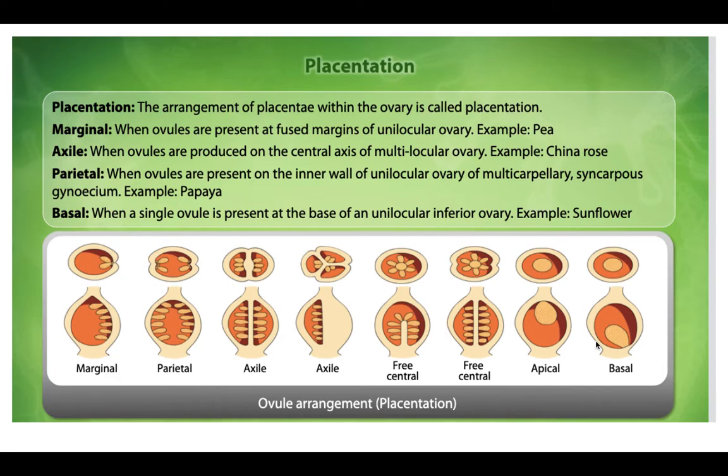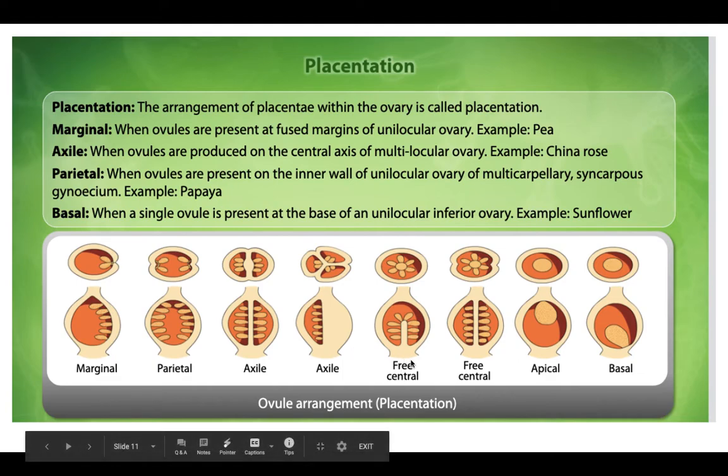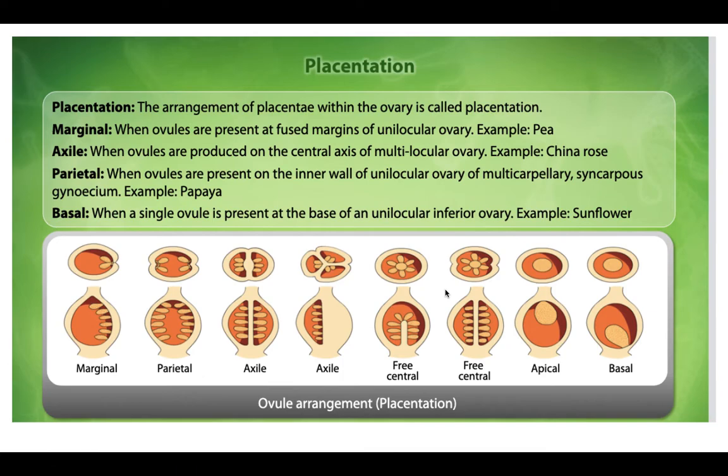Now here we are learning about the placentation. What is placentation? In flower morphology, placentation is basically the arrangement of placenta within the ovary. You can see different types of placentation in this diagram: marginal, parietal, axile, free central, apical and basal. These are the different types of placentation.